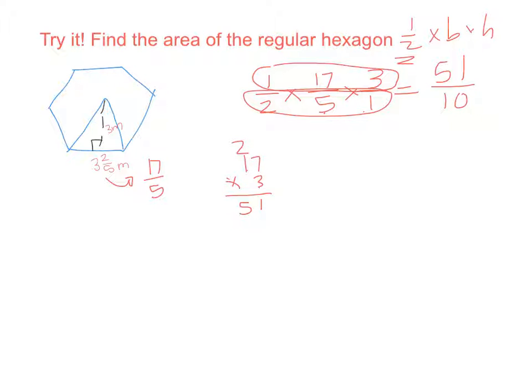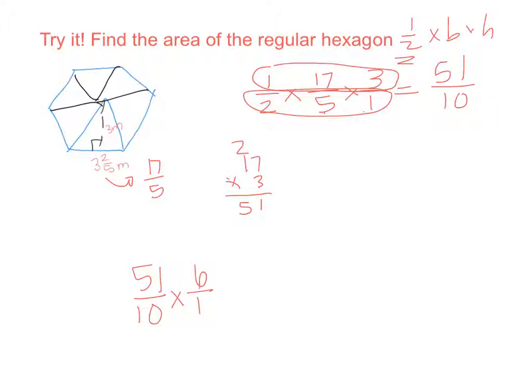Now I don't want to leave that as my answer because it's improper, but remember I still have to multiply by 6. So I can decide, I think I'm going to do that now before I change that to an improper fraction. I want to do 51/10 times 6 over 1. The reason I have this 6 here is because of my triangles. I should have 6 triangles.